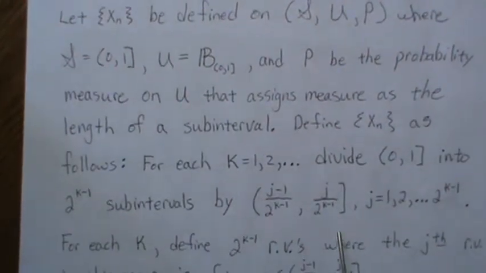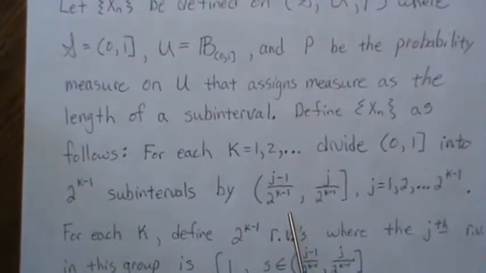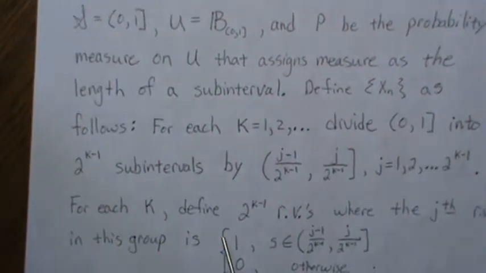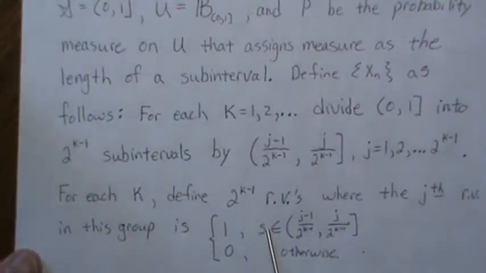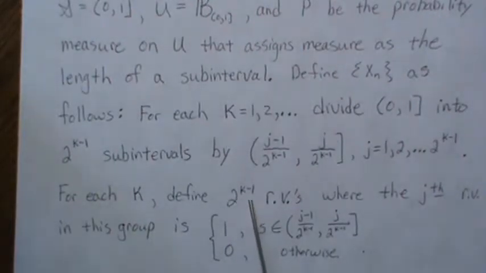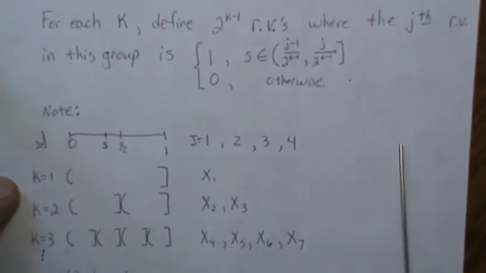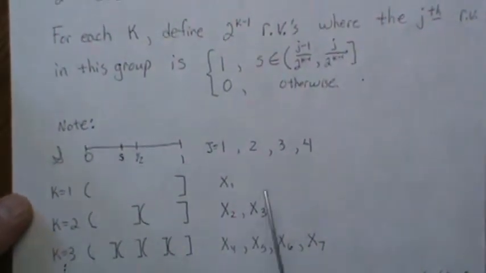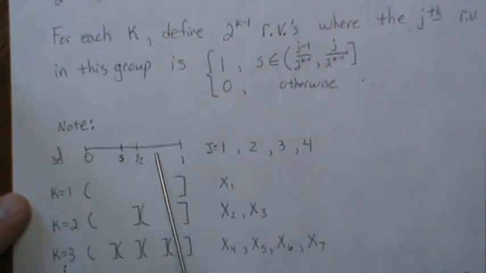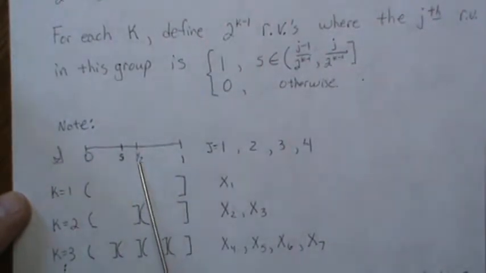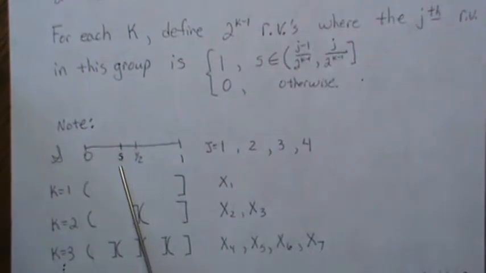Now, once we know that about k, we're going to define random variables for each of those subintervals such that it's an indicator function. So we're going to define 2 to the k minus 1 random variables, where the jth random variable in the group is an indicator function for being in that subinterval. So what the heck did that mean? Let's look at a picture here. Here is our sample space from 0 to 1. This is 1/2. And ignore that point S for now.